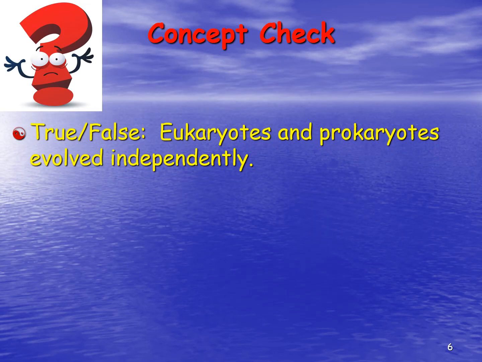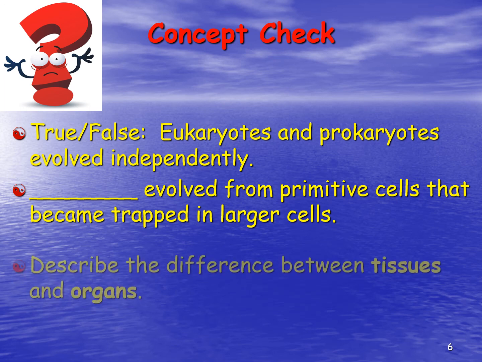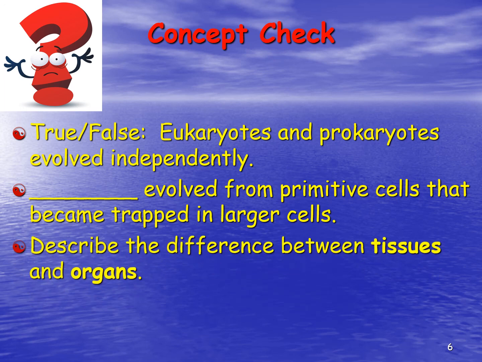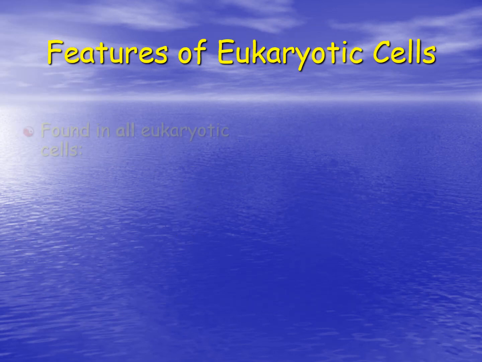So, true or false, eukaryotes and prokaryotes evolved independently of each other. What evolved from the primitive cells that became trapped in larger cells that we now know today as some of the organelles? Describe the differences between tissues and organs. And list 3 types of eukaryotes that we study today in microbiology.